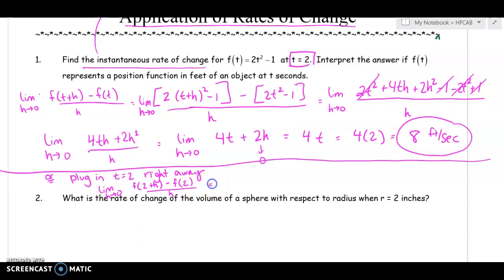And then what you can do is plug that in. So you'll have the limit as h approaches 0. If you plug in 2 plus h into here, you're going to get 2 times 2 plus h quantity squared minus 1.